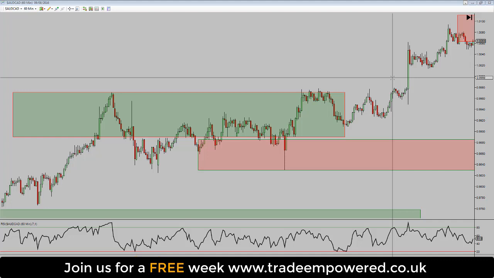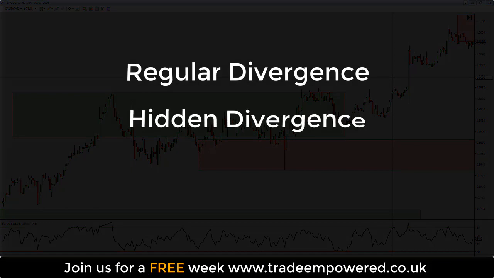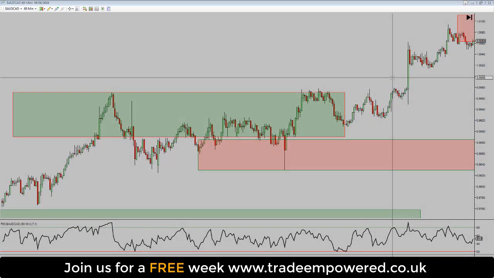And the great thing about divergences is that you're usually buying near the bottom or selling near the top, which makes the risk on the trades quite small compared to your potential reward. So I'm going to go over the two types of RSI divergence, which are commonly known as regular divergence and hidden divergence, and they both indicate different opportunities.